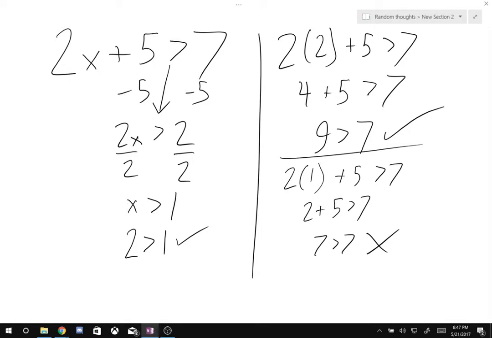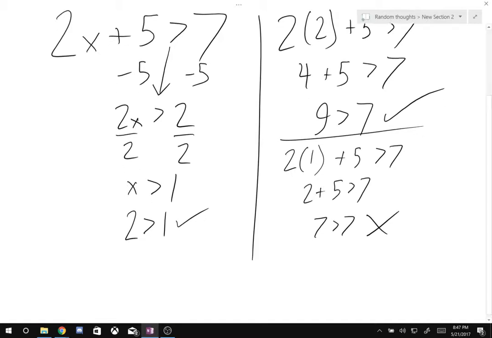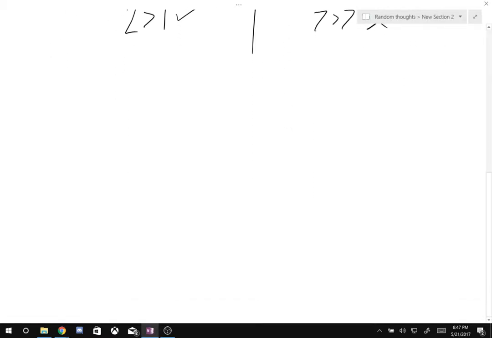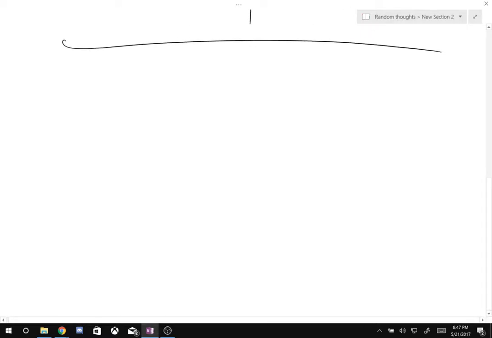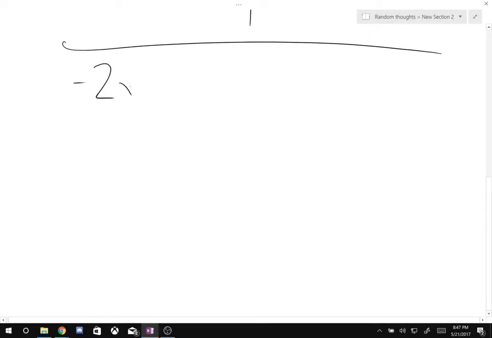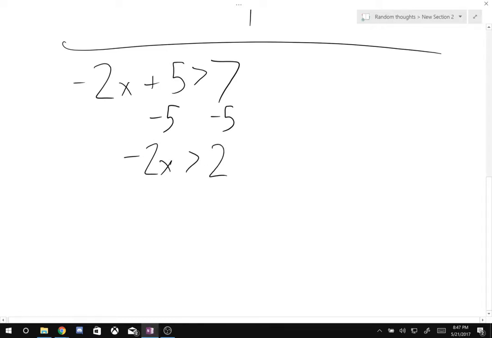Now again, I talked about there being a very small number of cases where things are really different, so let's look at one of those with a very similar example. I'm going to say that I have negative 2x plus 5 is greater than 7, okay? We're still going to solve it almost the exact same way. We're going to subtract 5 from both sides. That gives us negative 2x greater than 2. Then we're going to divide by negative 2, because that's the coefficient of x.